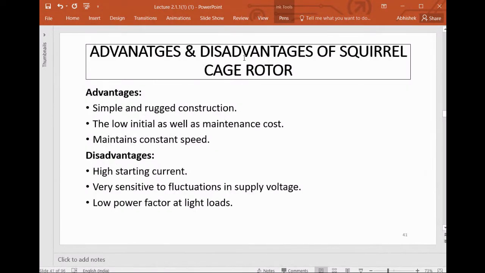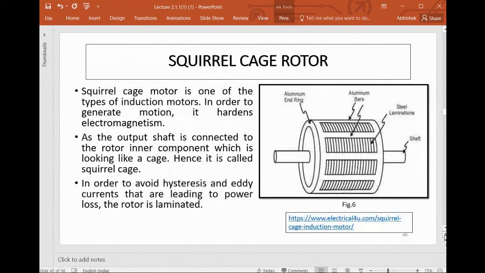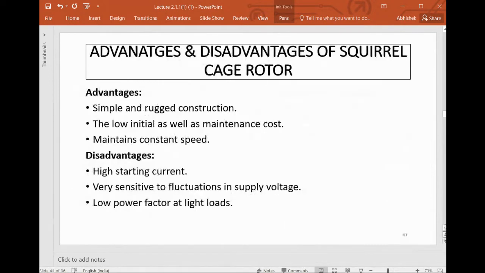Okay, then right here you can see the different advantages as well as disadvantages of this squirrel cage rotor. The first advantage is that it has a very simple and rugged construction. The low initial as well as maintenance cost is there. It maintains constant speed. Okay, so these are three major advantages of this particular squirrel cage rotor, but there are some limitations also for this squirrel cage rotor.